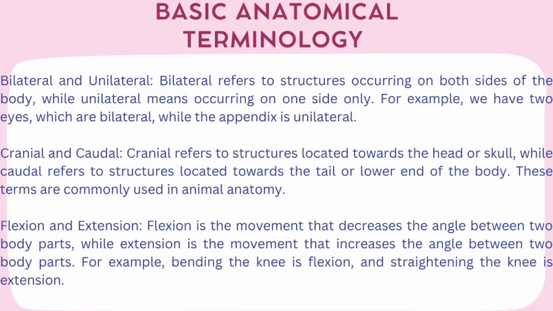Eighth, bilateral and unilateral. Bilateral refers to structures occurring on both sides of the body, while unilateral means occurring on one side only. For example, we have two eyes, which are bilateral, while the appendix is unilateral.